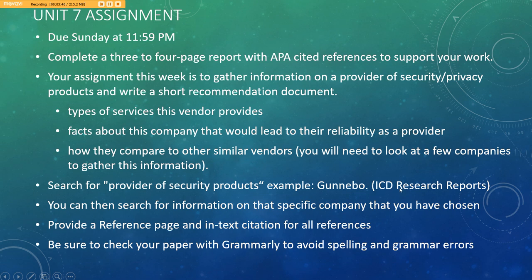Now, it talks about the IDC research reports, and it gives you a way to find them in the library, but I didn't find those very useful. So if you want to find a company and then go back to the library databases, ProQuest Central or something like that, and see if you can find any publications on that company, that'd be fine. You can search for information on that specific company that you've chosen. Provide a reference list for anything that's on that company from an online source. Be sure to check your paper for spelling and grammar with Grammarly.